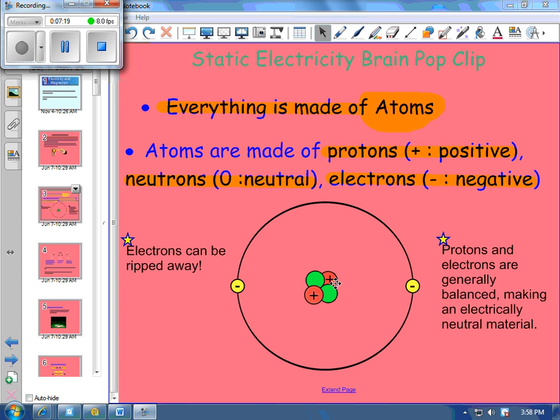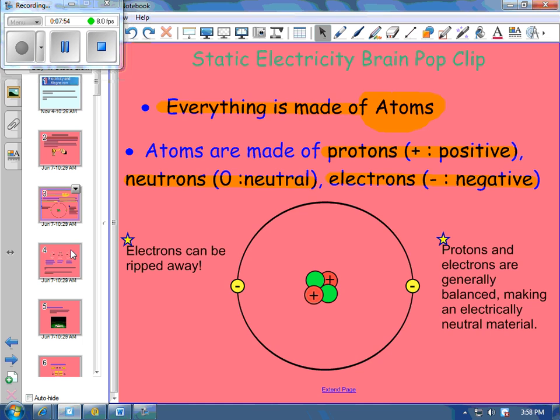So if you notice here, there are 2 protons and 2 electrons. So 2 positives and 2 negatives equals 0. So if you have +2 and a -2, it's a 0. So this atom right here would be a neutral atom. Static electricity happens when you don't have a neutral atom anymore. It's when you have a buildup of charge, a difference in charge between atoms.